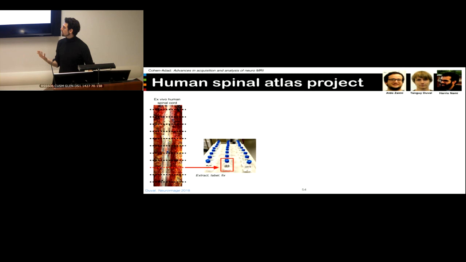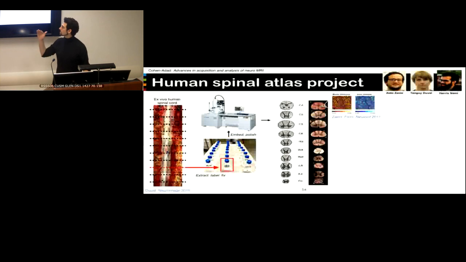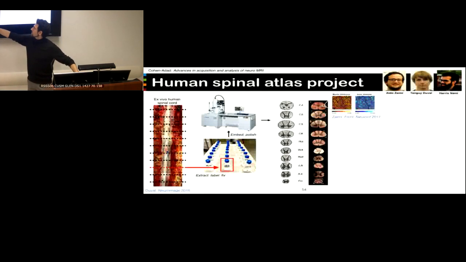So we extracted it, labeled, fixed. We prepared it for SEM. Then we scanned it. So each segment of the spinal cord was scanned, and then we segmented it with our tools in order to get a comprehensive description of white matter macrostructure in the human spinal cord.